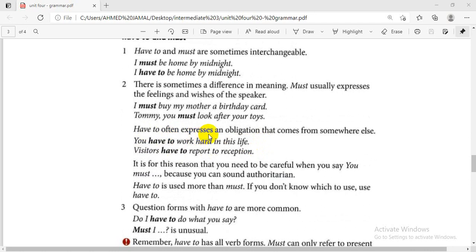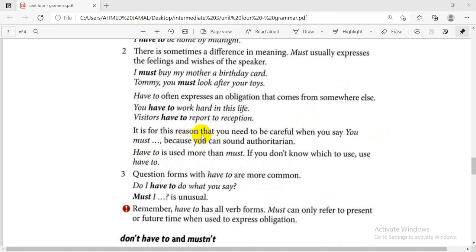Have to often expresses an obligation that comes from somewhere else. وكذلك للتعبير عن التزامات من شخص ما. You have to work hard in this life. Visitors have to report to reception. It is for this reason that you need to be careful when you say you must, because you can sound authoritarian. Have to is used more than must. If you don't know which to use, use have to.